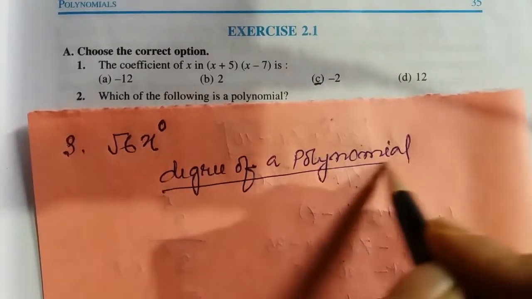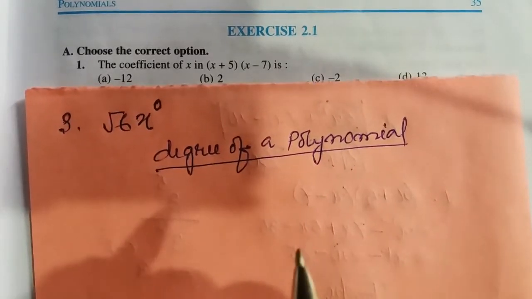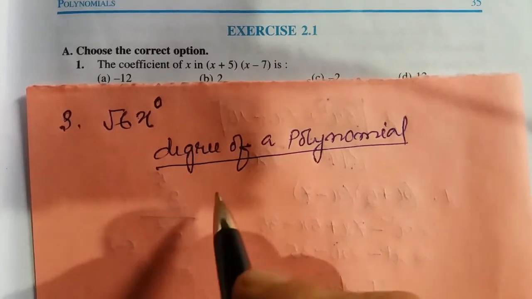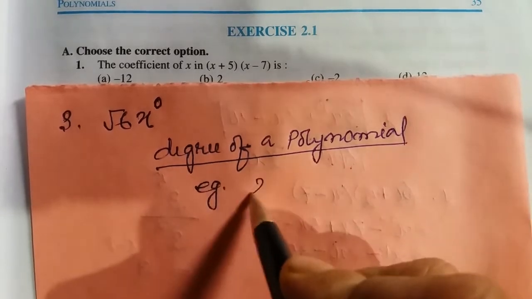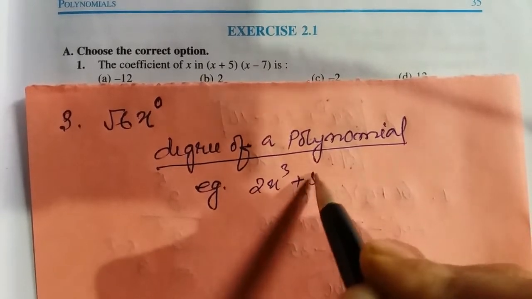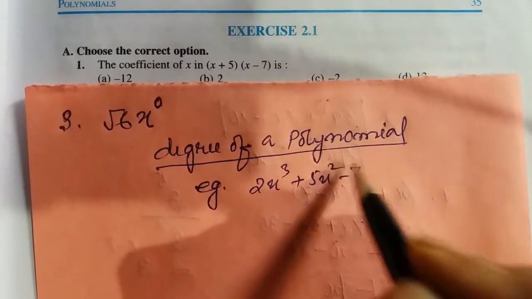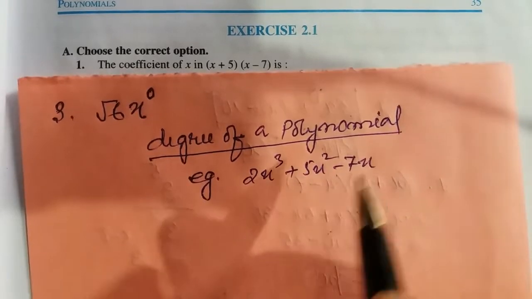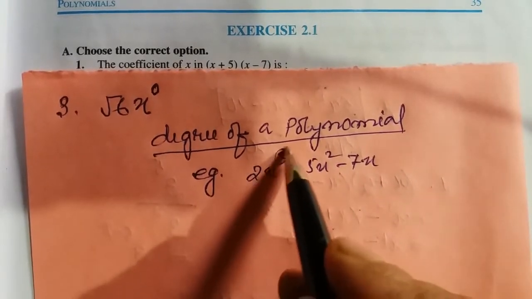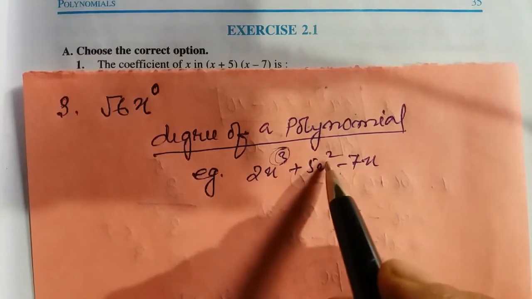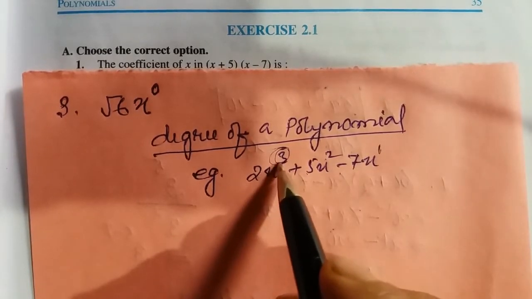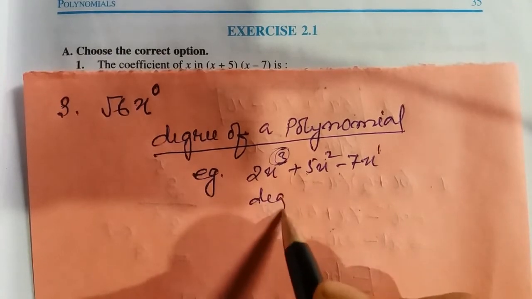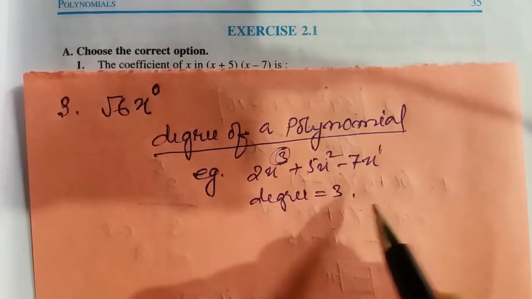The degree of a polynomial is nothing but the highest power of the polynomial. Example here, 2x cube plus 5x square minus 7x. Here the highest power is 3. The power in this term is 2, the power in this term is 1. So the highest power is 3, so we say that the degree of this polynomial is 3.